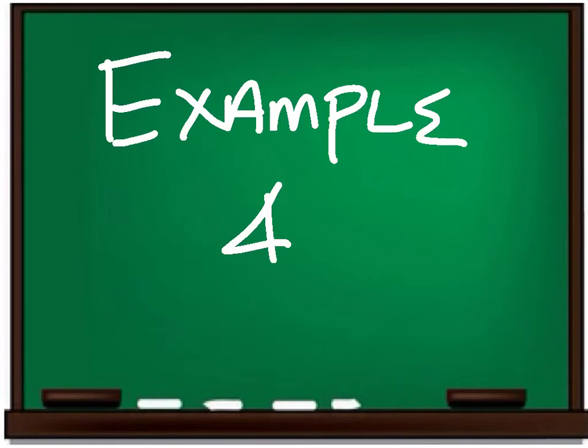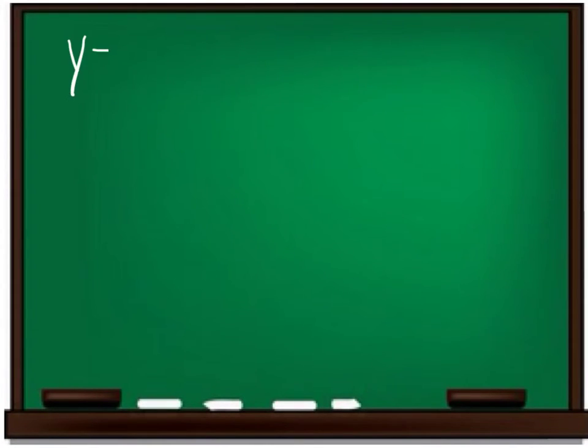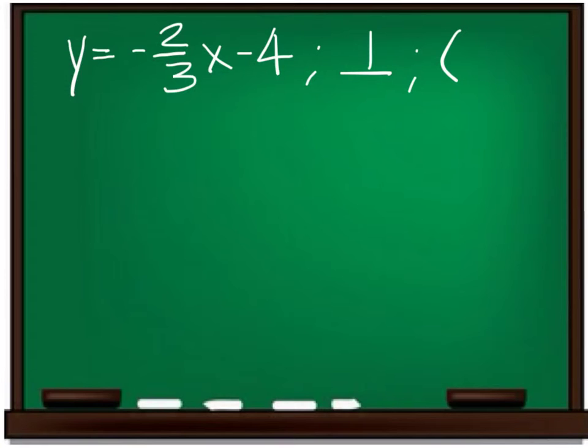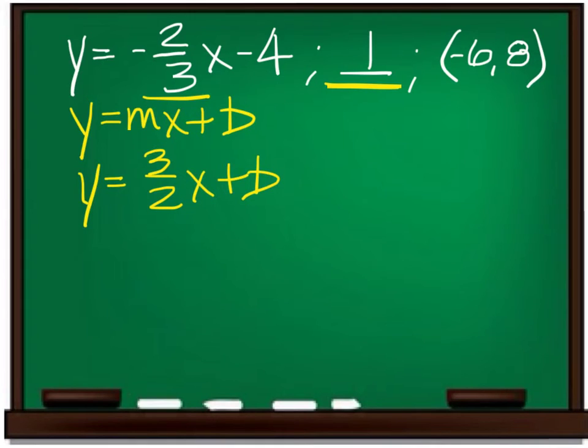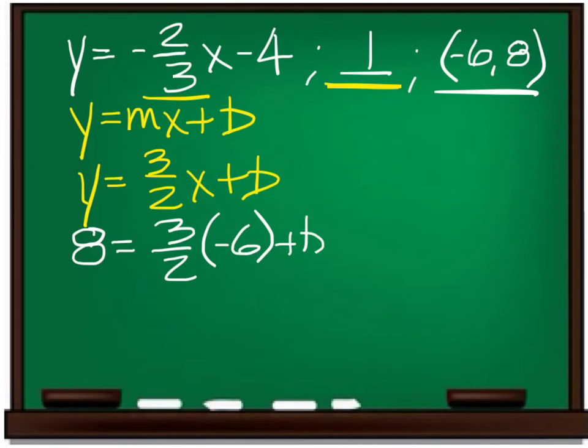Here's example 4. Y equals a negative 2 over 3x minus 4. We need a line that is perpendicular and passes through negative 6, 8. Start with y equals mx plus b. Since it is perpendicular, we must flip this slope and change the sign. That's why we have 3 halves. Plug in this point. 8 equals 3 over 2 times a negative 6 plus b.